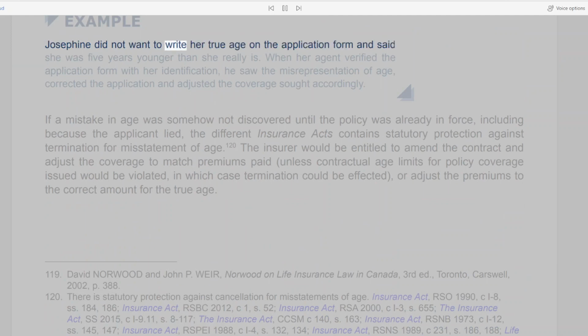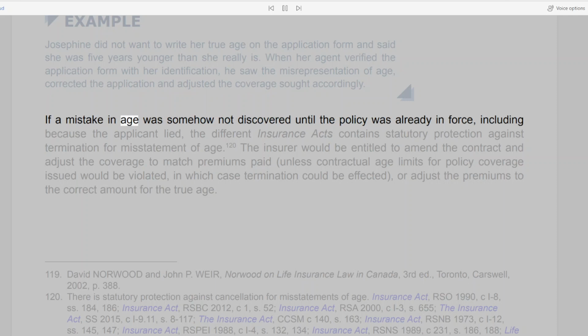Josephine did not want to write her true age on the application form, and said she was 5 years younger than she really is. When her agent verified the application form with her identification, he saw the misrepresentation of age, corrected the application, and adjusted the coverage sought accordingly.